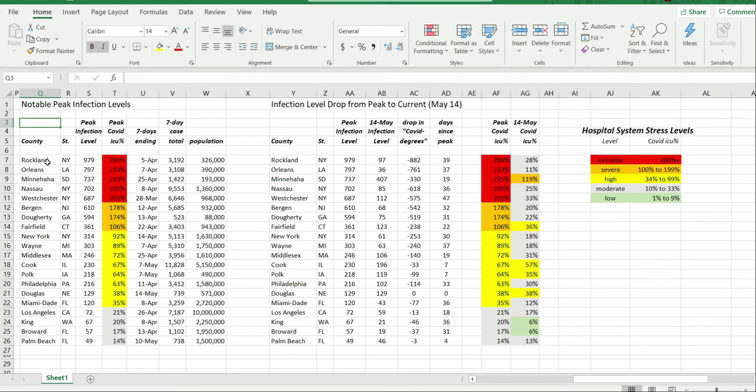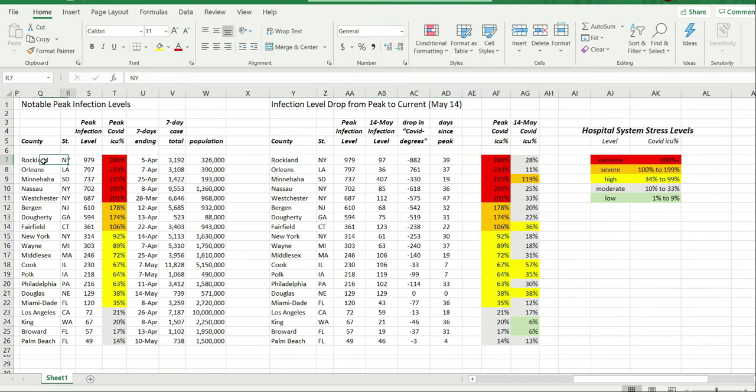And so let's go ahead and take a look here at Rockland County, New York. They reached a peak infection level of 979 degrees on April 5th. That represented an extreme impact. It's the highest impact I've seen so far among the cases I've looked at, based on just entering their 7-day case total and their population. Now, fortunately, in the 39 days since then, they've come down 882 degrees. Now they're down to 97, which is great. So they're now down into just a moderate impact on their ICUs, and they continue to go down.